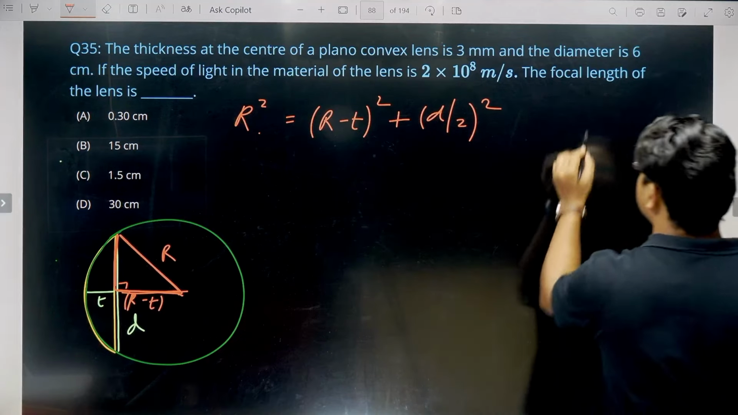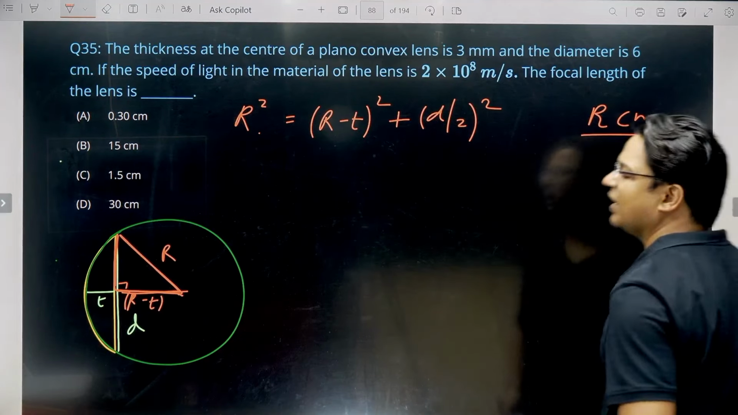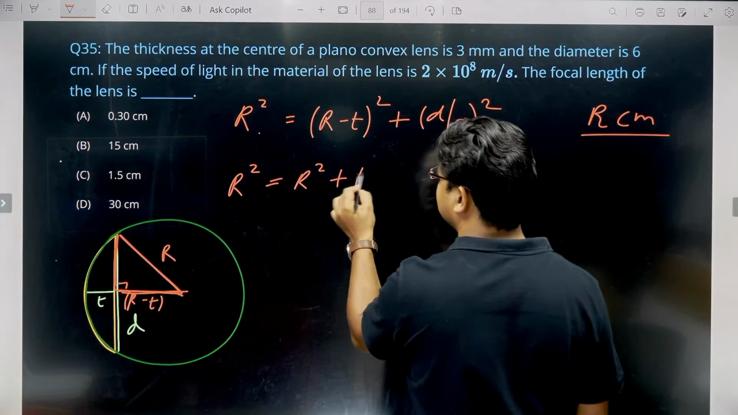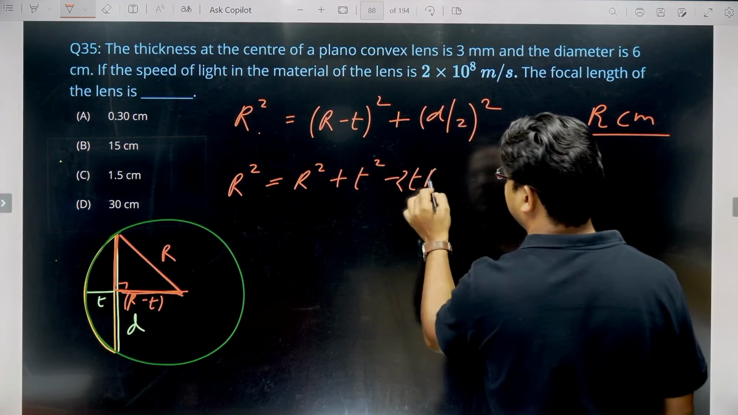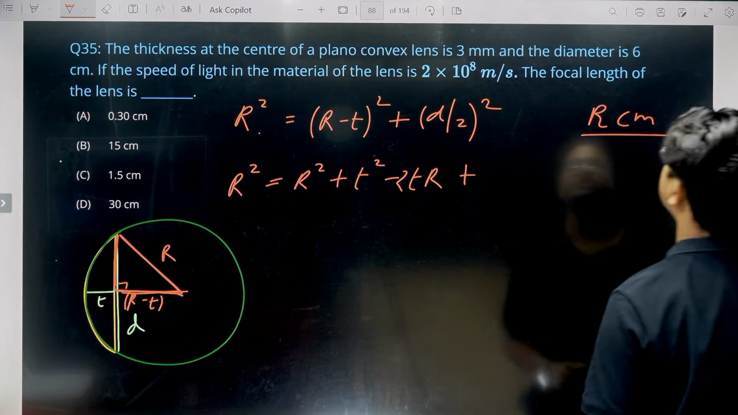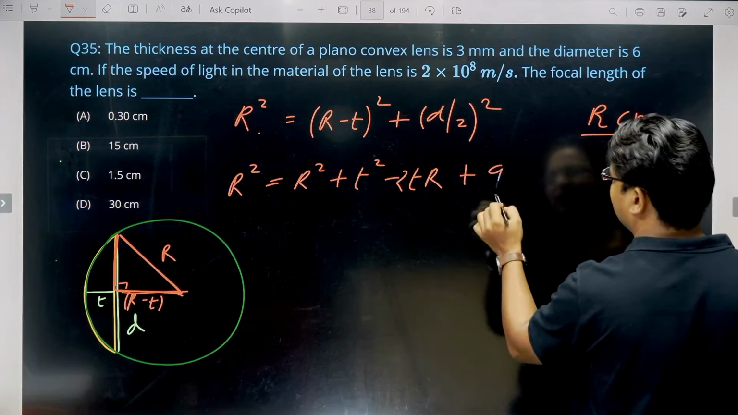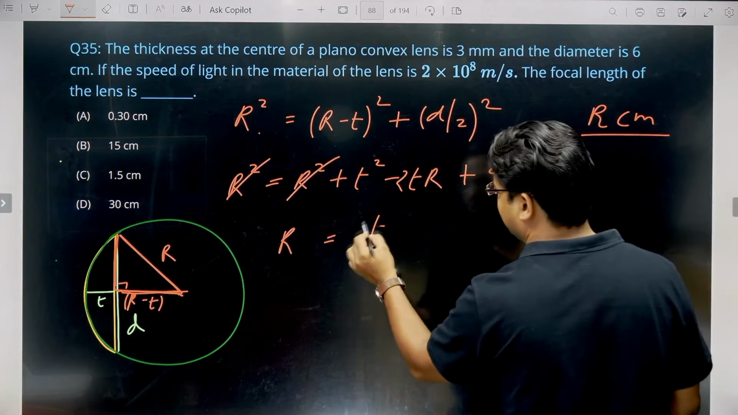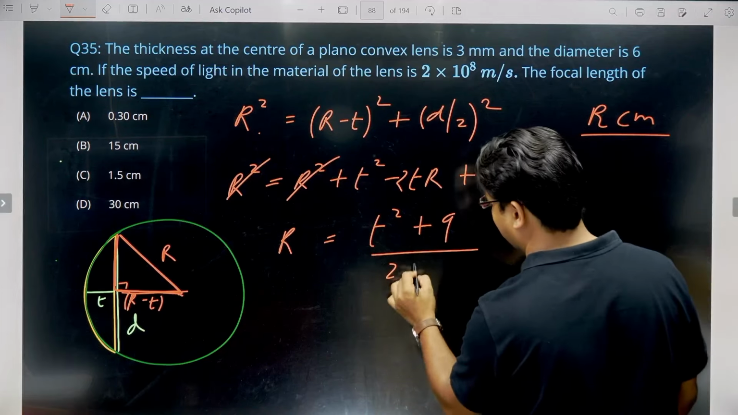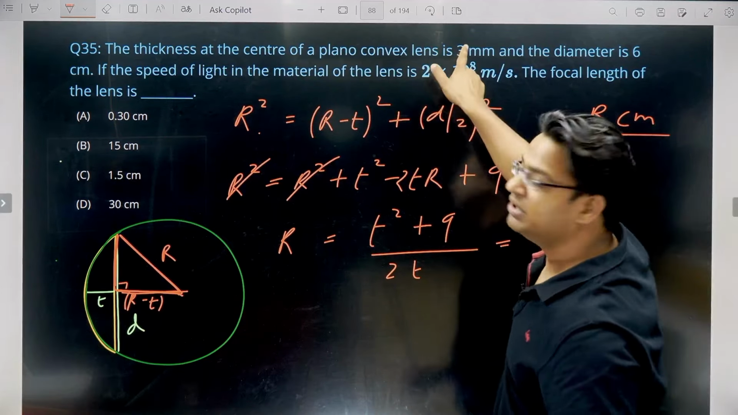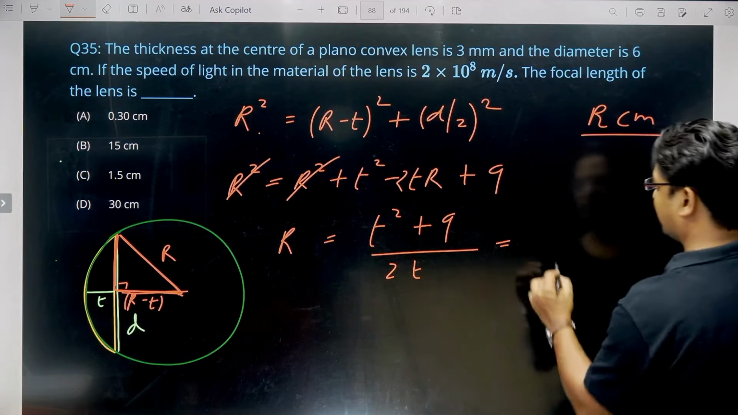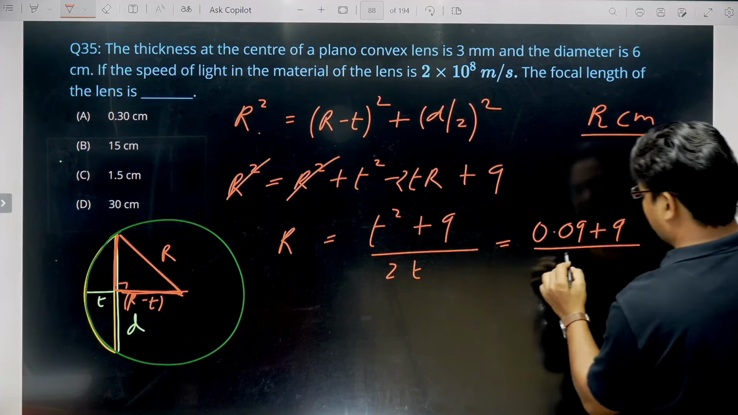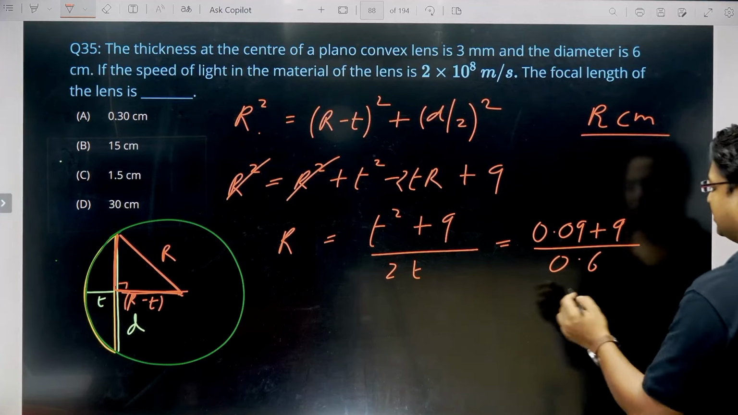I'll now substitute the values. I'm assuming that r is in centimeter. So r square is equal to r square plus t square minus 2 times t r plus d by 2 square, and d is given to be 6 centimeter, so 3 square is 9. This r square and this r square get cancelled. Rearranging, we will get r equals t square plus 9 by 2t. So t is given to be 3 millimeter, but I will substitute everything in centimeter. So it will become 0.3 square, that is 0.09, plus 9 divided by 0.6.